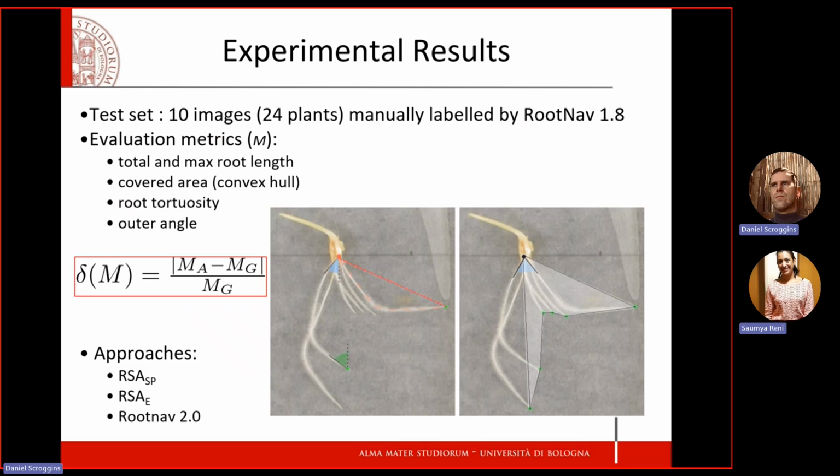The compared approaches are the two extraction algorithms presented before, so shortest path and enhanced graph traversal, and a method from the literature, RootNav 2.0, which is the automatic version of the RootNav approach, published a few years ago. This last method has been fine-tuned on our dataset, but using only the small dataset that we have manually labeled.